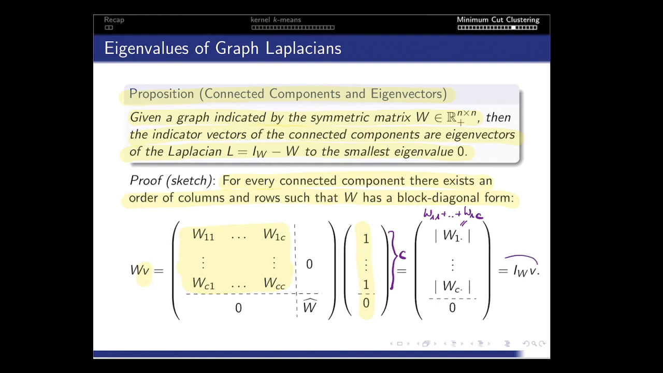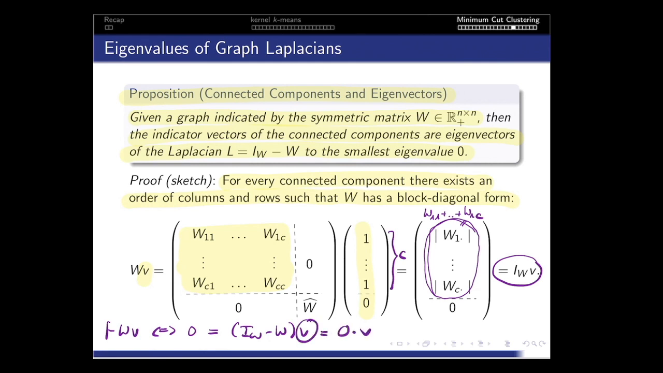And this is then again equal to IW times V, where IW has actually on the diagonal these values here. And if we subtract here now from this equation WV, then we have here what we actually wanted to show. So that 0 is equal to IW minus W times V, and 0 is then equal to 0 times V. So V is an eigenvector with eigenvalue 0.